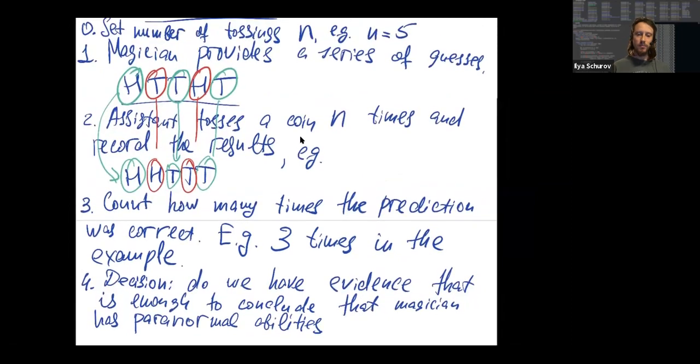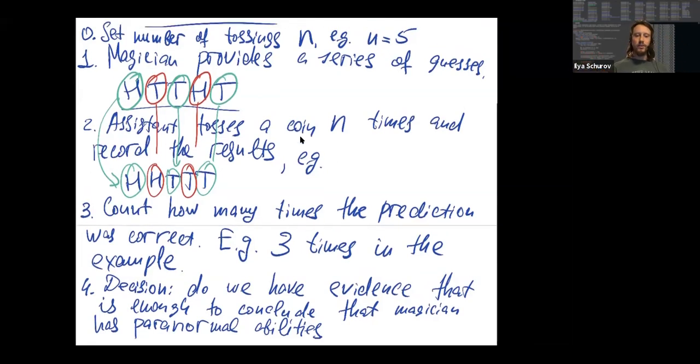So this is the plan of our experiment. Is everything clear? Is it clear how the experiment is conducted? The plan, the scheme of the experiment. It looks reasonable, right? If the magician actually has paranormal abilities, he can probably guess a lot of times. We allow him to make mistakes from time to time. Nobody is perfect, but at least we expect that he will perform rather well if he really has these abilities.